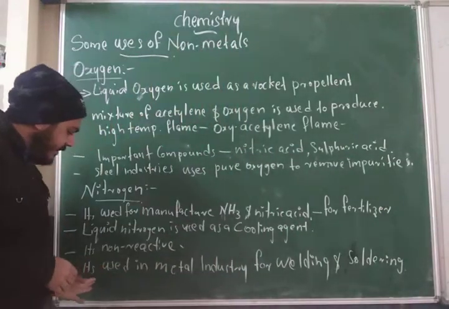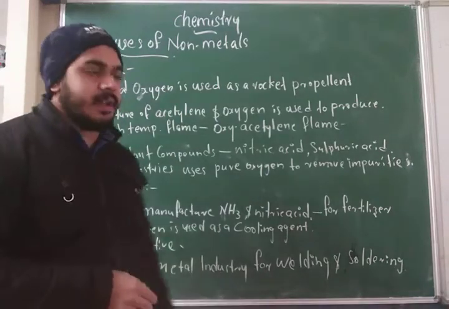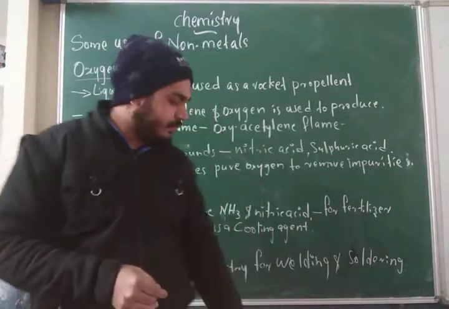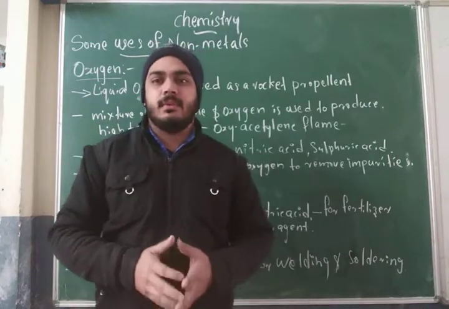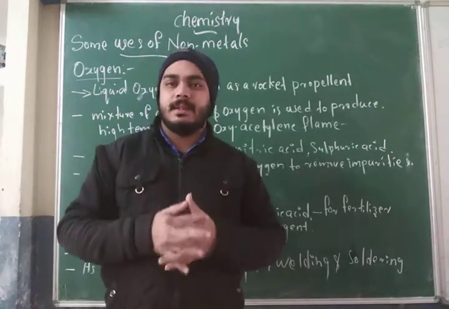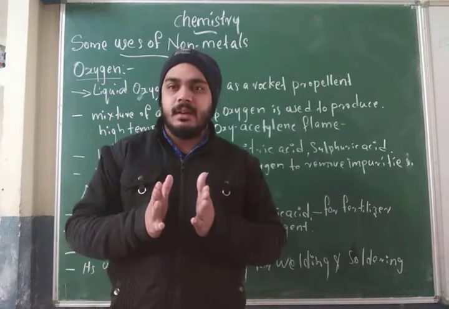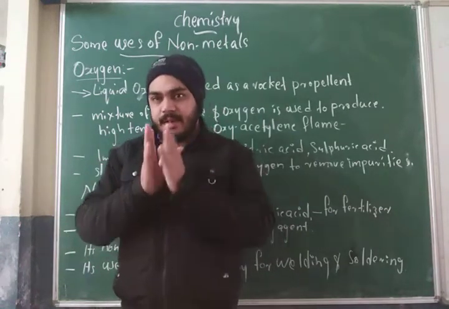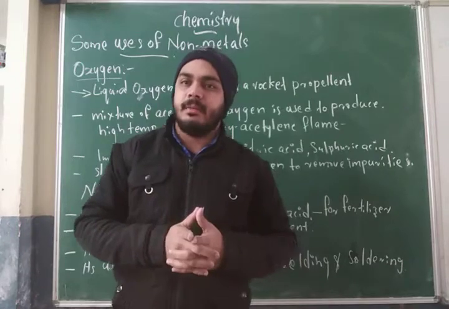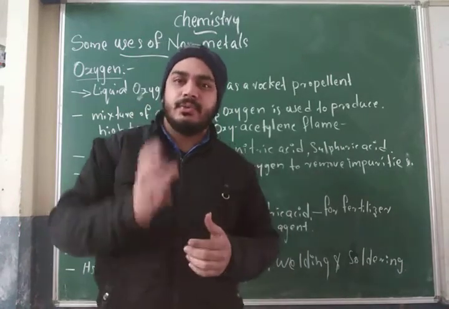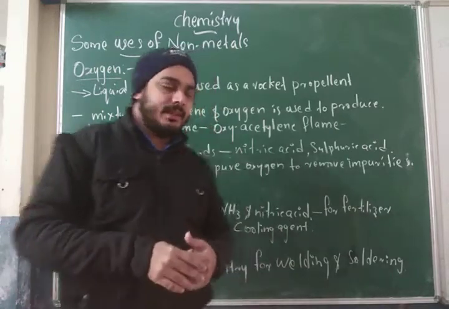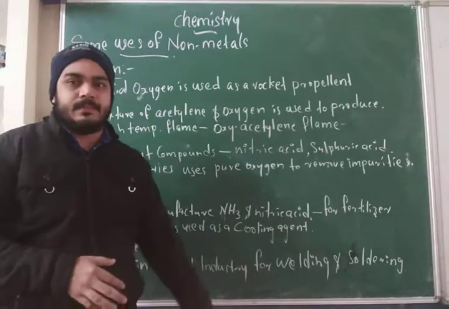Next one, nitrogen is used in the metal industry. Nitrogen is used in metal industries for welding and soldering of some metals. So it is a very important gas for the soldering and welding of some metals. That's why nitrogen is used in steel industries, or metal industries.